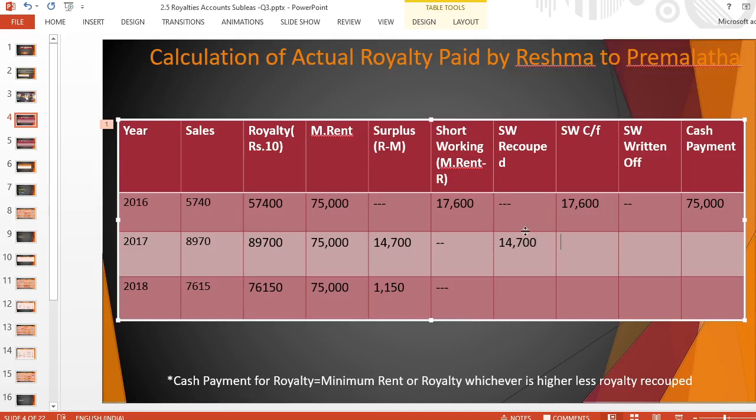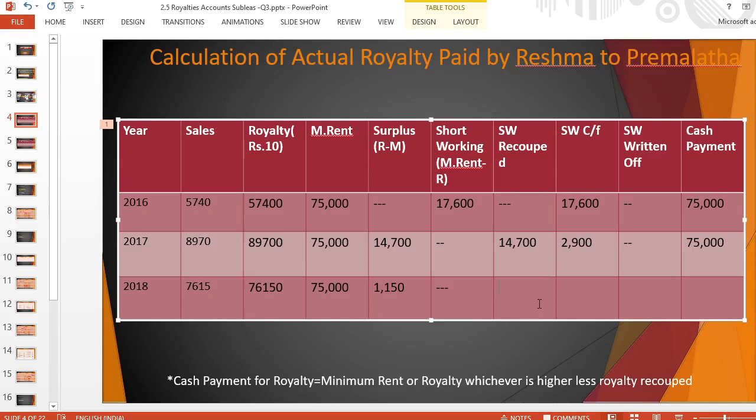So here we should check 17,600 minus 14,700. So the balance 2,900 carried to next year and no write-off here. The final payment, so we have a rule: minimum rent or royalty whichever is higher, less royalty recouped. So 89,700 minus 14,700, the difference 75,000.